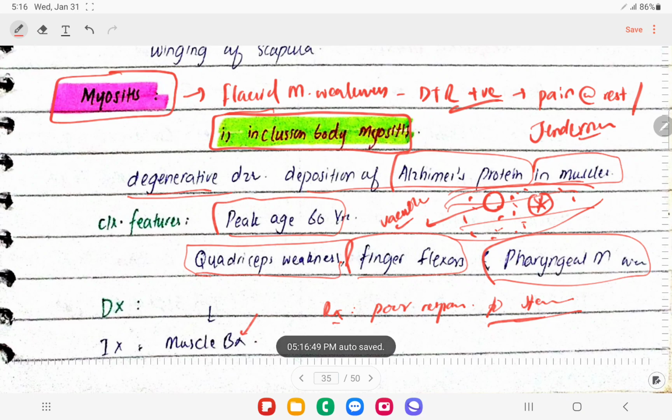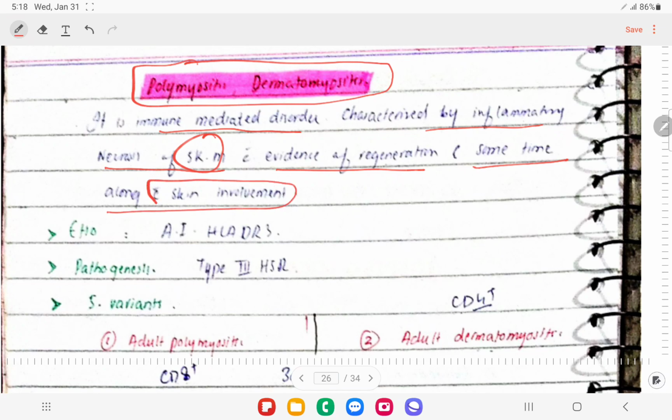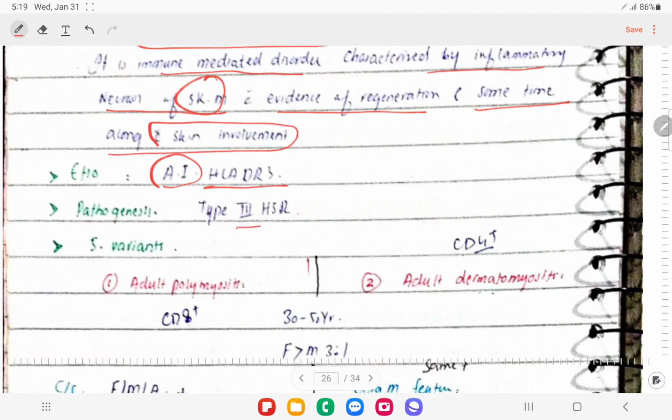So let's talk about polymyositis and dermatomyositis. All right, let's define this one. It is an immune-mediated disorder characterized by inflammatory necrosis of skeletal muscles, with evidence of regeneration, and sometimes along with skin involvement, right? When there is skin involvement, we're going to call this dermatomyositis, right? So this is basically an autoimmune disorder. It has an association with HLA-D3, and this is a type 3 hypersensitivity reaction.